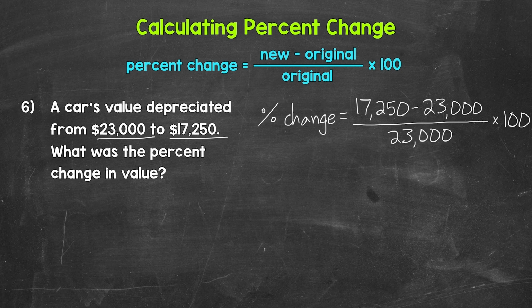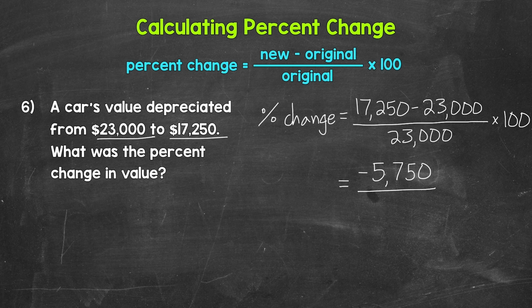So now let's work through this, starting with the subtraction. So we have 17,250 minus 23,000. That gives us negative 5,750. Now that's the amount of change. And since it's negative, that tells us we have a decrease. The car's value went down by $5,750.